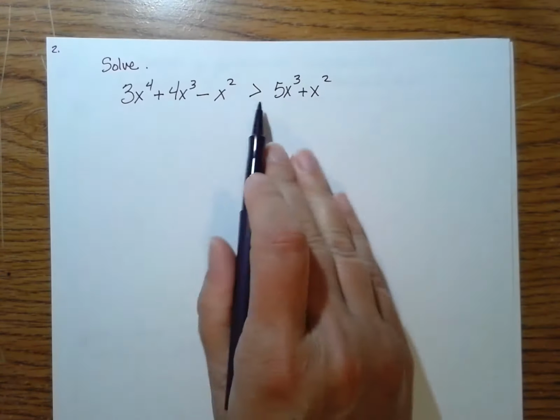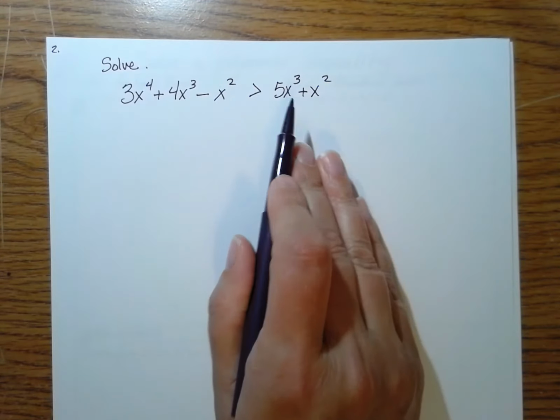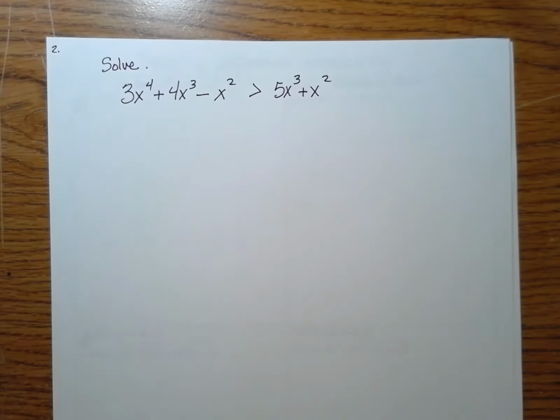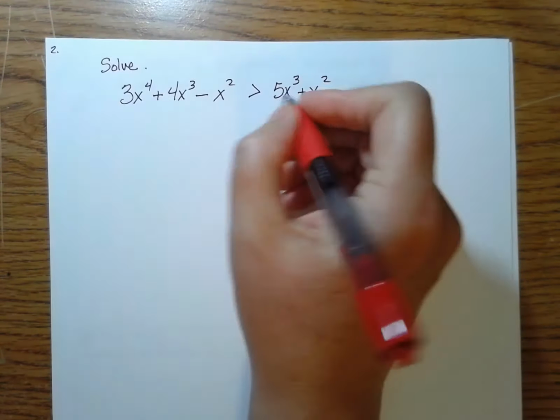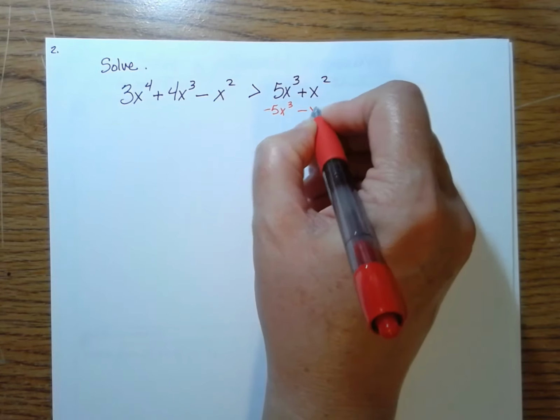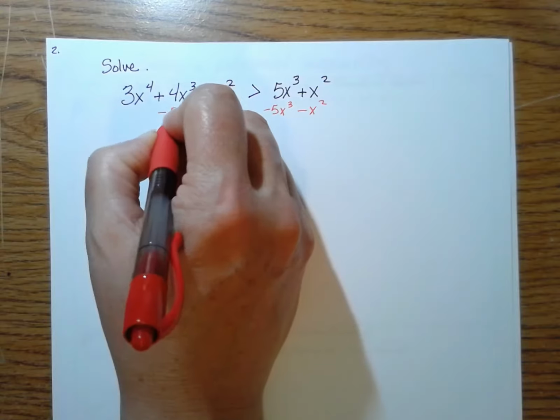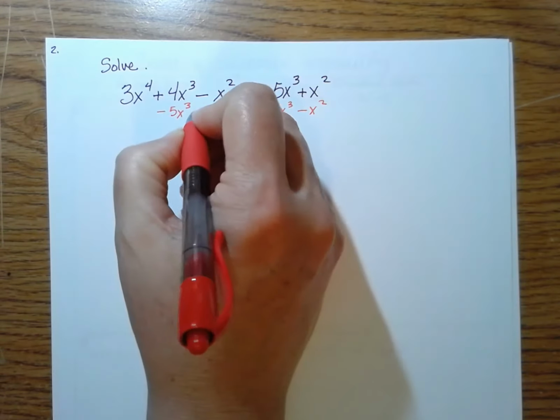First step is to make sure that we have 0, and I would say put 0 on the right side of your equation. So that's going to mean that we're going to need a little bit of algebra to bring these terms over. I'm going to subtract 5x cubed and subtract x squared from both sides of this inequality. I'll line them up with their like terms.